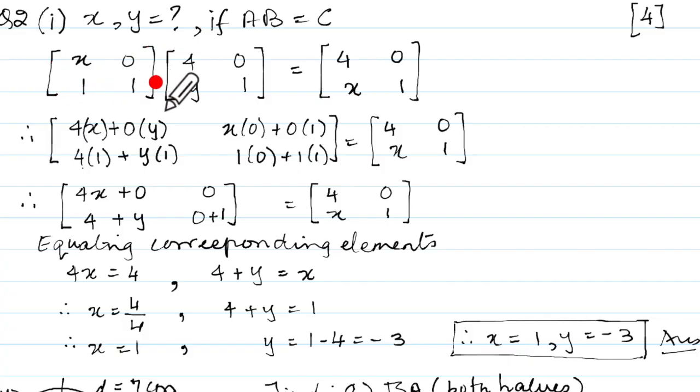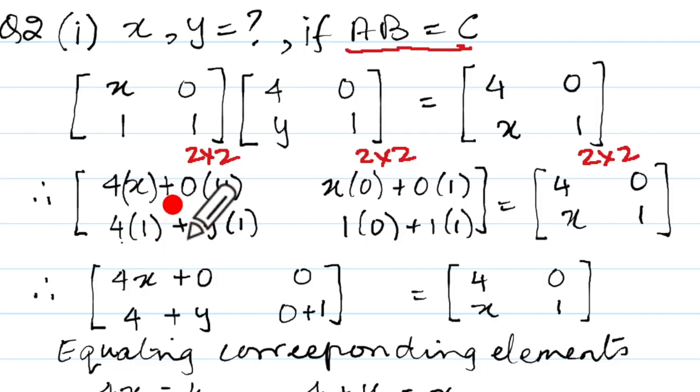So we will write A into B like this equal to C. This is given to us. This is a 2 by 2 matrix and this also is a 2 by 2 matrix, so the product also will be a 2 by 2 matrix. So we are going to now multiply this way. So x into 4 plus 0 into y, and here it will be x into 0 and 0 into 1. You have to go horizontal and go vertical.